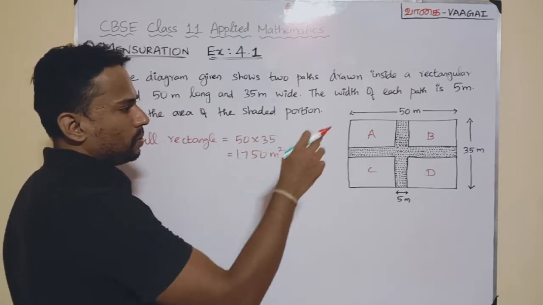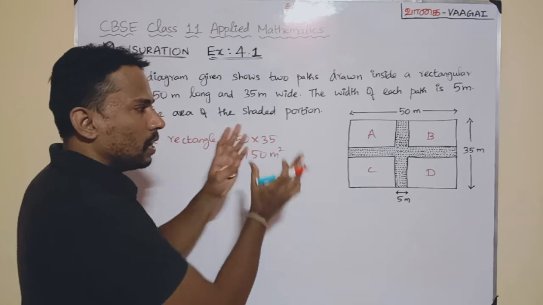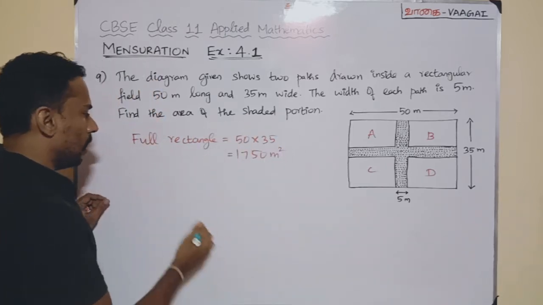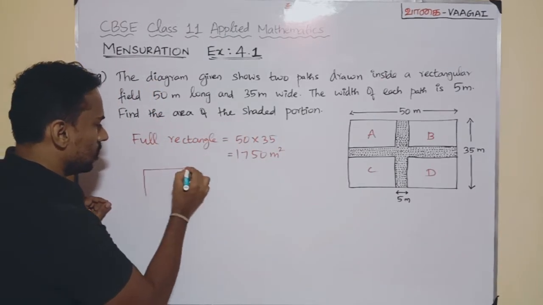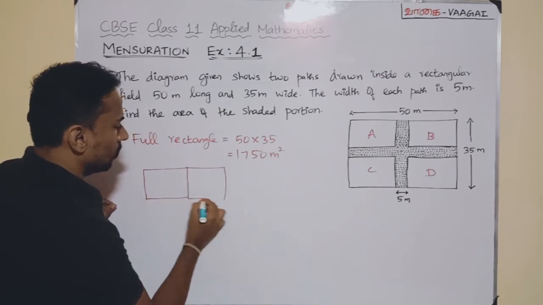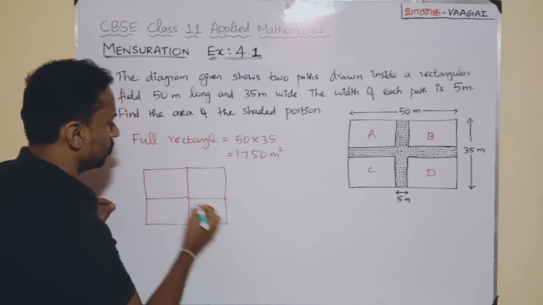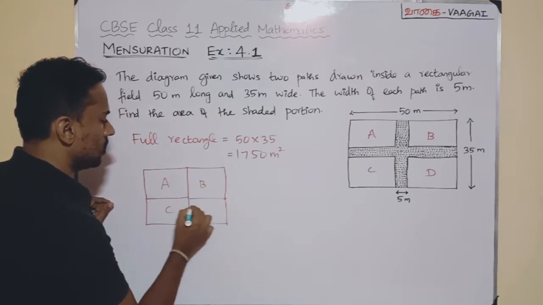Now this is A, B, C and D. What if I just merge A, B, C and D? If I put them one next to the other, this is how it will look, is it or not? So just imagine this figure, this is how it looks. A here, B here, C here, D here.